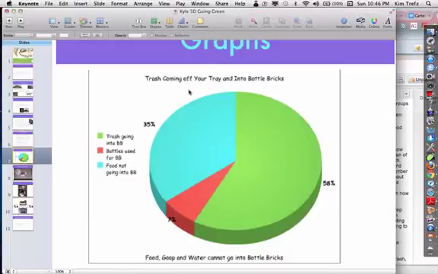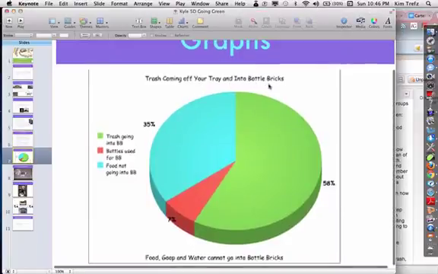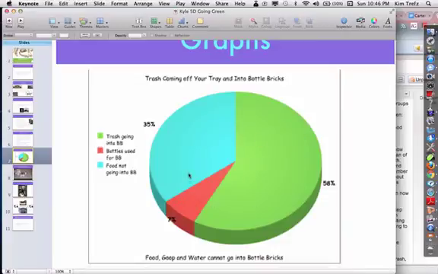Then you have your graphs. So trash coming off your tray and into a bottle brick. How about giving me a chart of the kinds of trash that would go into a bottle brick? And explain to me, why am I putting this trash into a bottle brick? Is it non-biodegradable material? And if that's the case, then where do we put these bottles with non-biodegradable material? I would like to know more information about that.